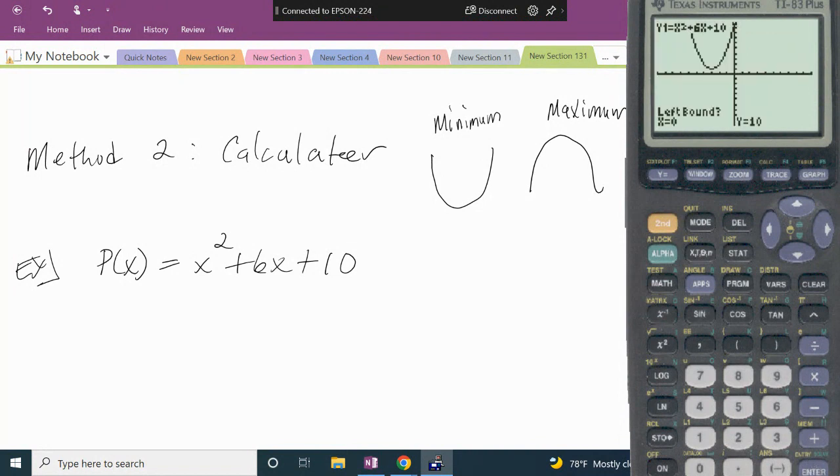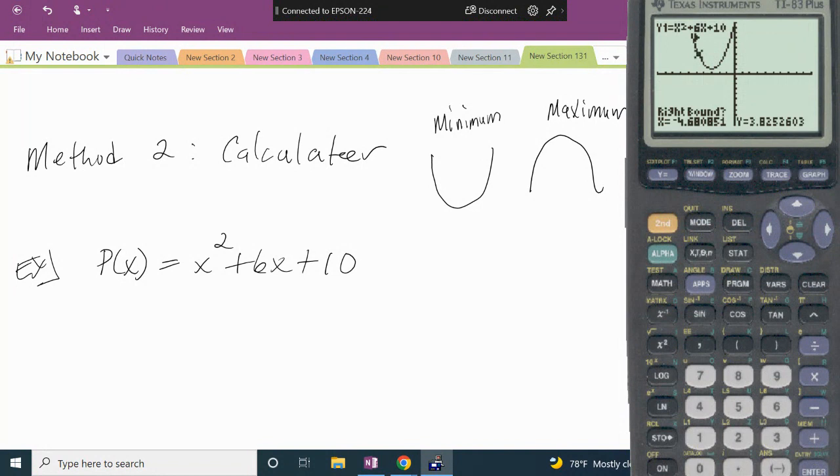And then it's going to ask for three things. It's going to ask for a left bound. It's going to ask for a right bound. It's going to ask for a guess. So here's what left bound means. It means that you must physically set a point to the left of your vertex. So I'm going to just use my cursor, and I can actually see it on my screen. I want to move my cursor to the left of my vertex. So notice it bends here. I've now moved my cursor to the left. I'm simply going to hit enter.